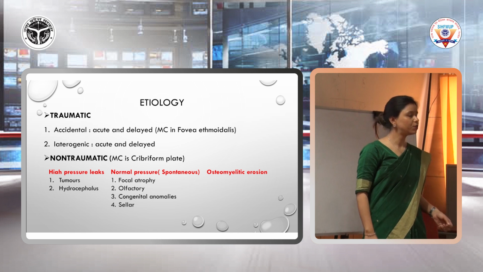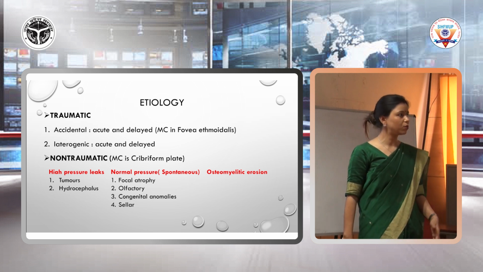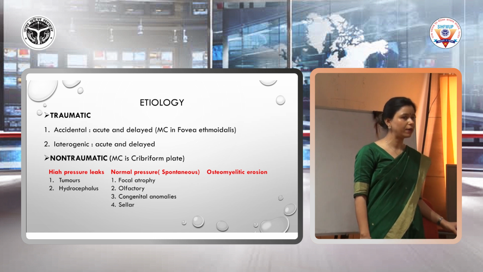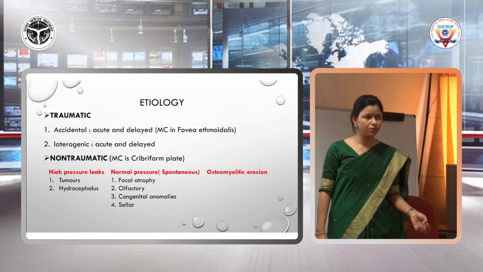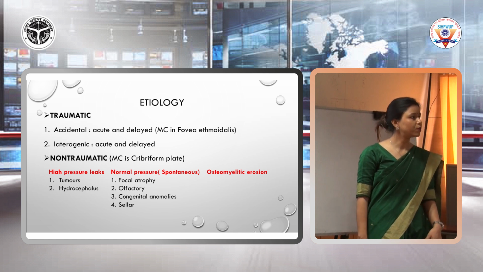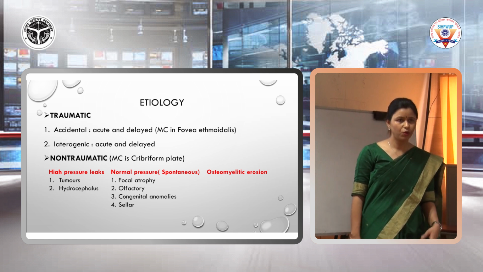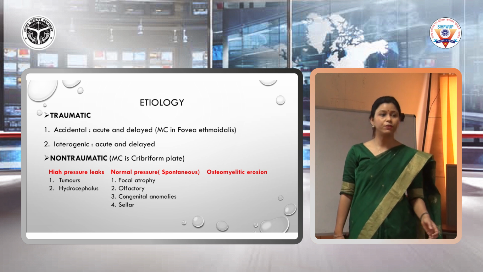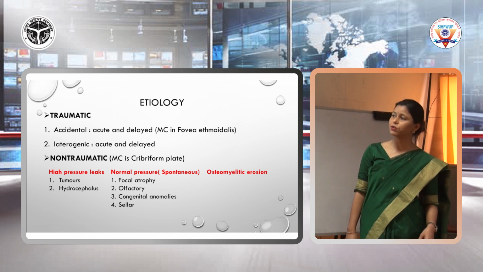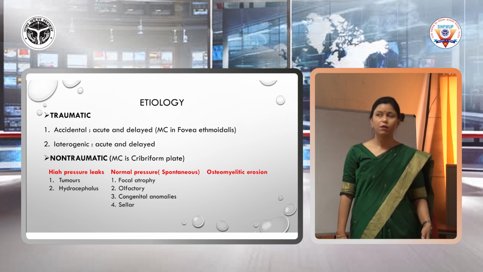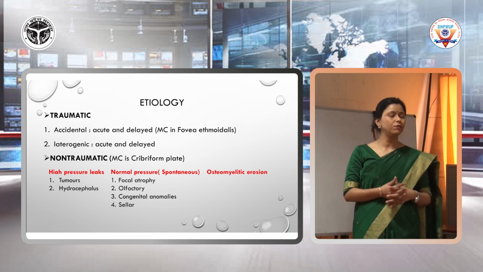So the etiology is divided into traumatic and non-traumatic. Traumatic is the most common. 80% of cases are traumatic, commonly because of road traffic accidents, and the trauma could be accidental or it could be iatrogenic also. During surgery, most commonly FESS surgery or acoustic neuroma surgery or pituitary surgery, that can give rise to iatrogenic trauma. Non-traumatic, the most common site is the cribriform plate. So the cribriform plate is the commonest area.